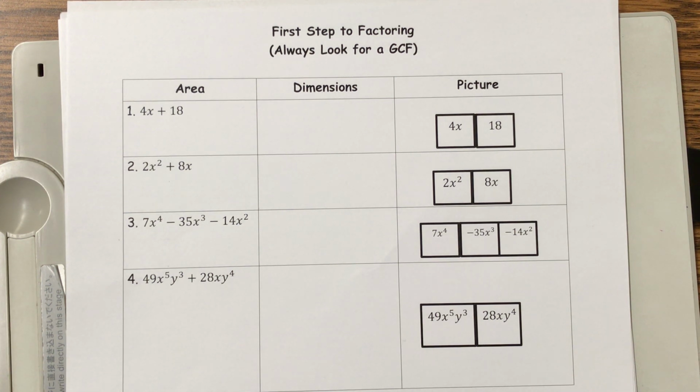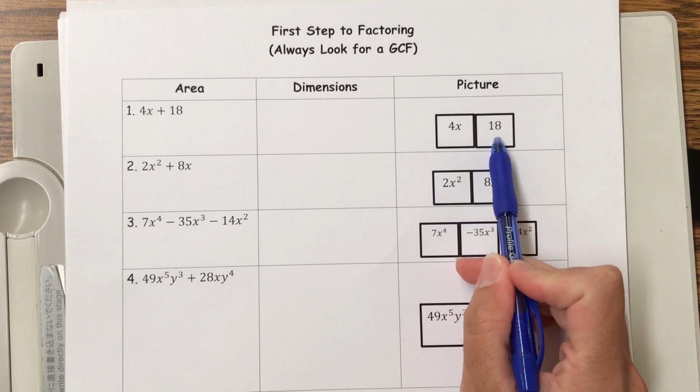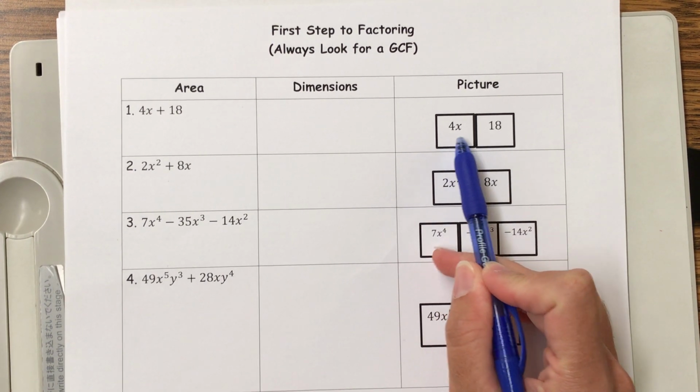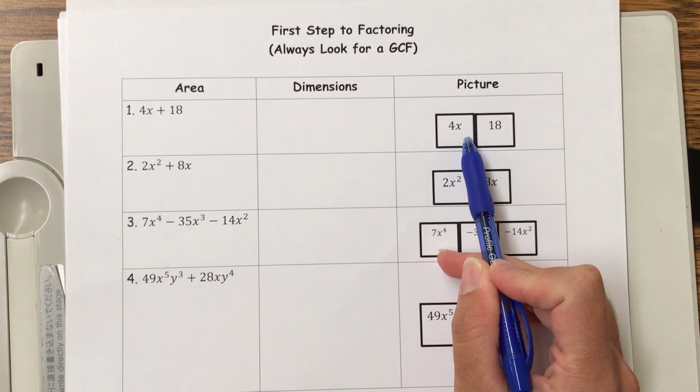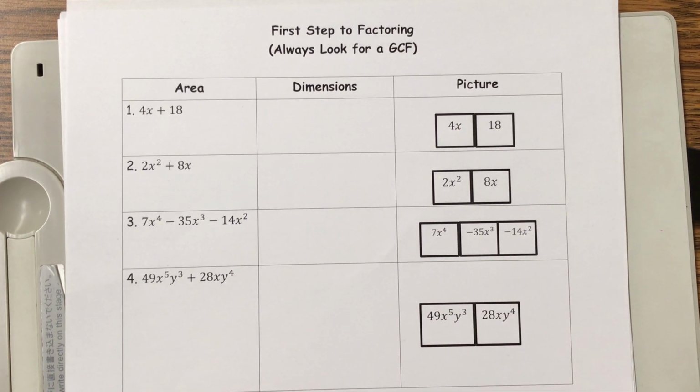So we've already seen the example when we were given an area of 4x plus 18. We needed to find the dimensions. So we look at this picture here, and we take this 4x and 18, and we put each term in its own little rectangle. And so to start with, how do I figure out what those dimensions are? Well, to start, you look for the GCF. So what is the largest number or largest term that both 4x and 18 have in common? And so the answer is 2.